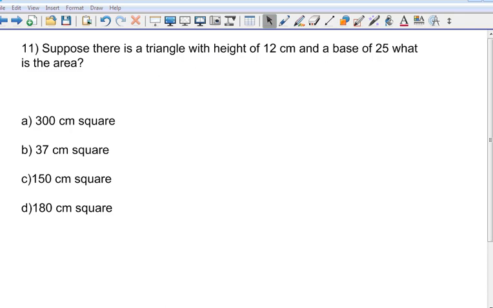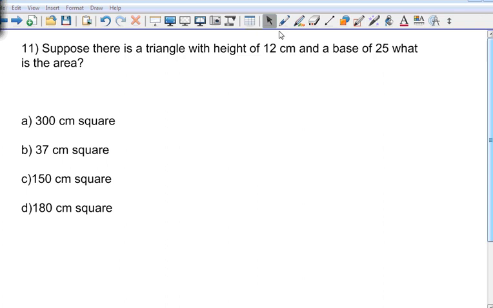All right, class, so problem 11. Suppose there's a triangle with height of 12 centimeters and a base of 25 centimeters. What is the area? Is it A, 300 centimeters, B, 37 centimeters, C, 150 centimeters, or D, 180 centimeters? Vote right now.